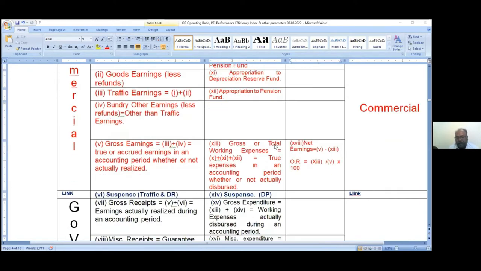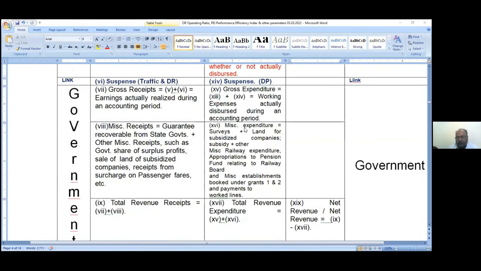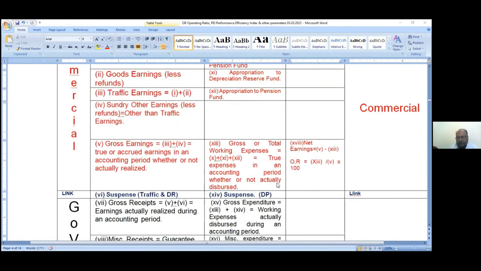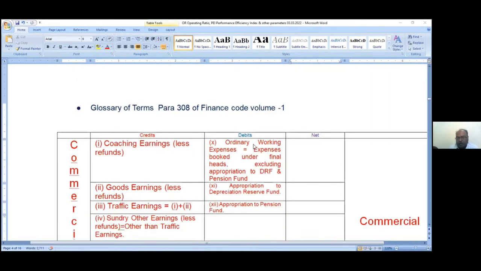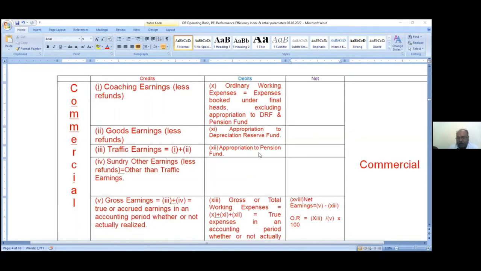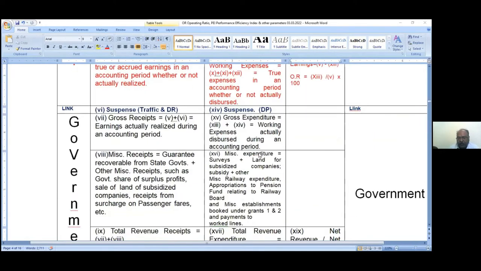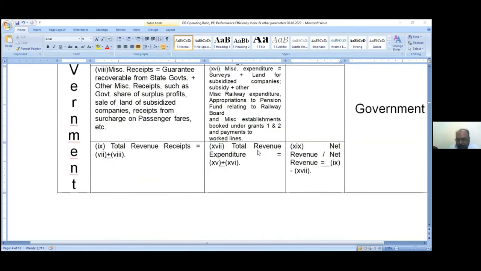Now please check, demand number 1 and 2 come under miscellaneous expenditure. Demand number 3 to 13 come under ordinary working expenses. Demand number 14 is the DRF and the pension fund. And demand number 15 is the dividends payable, but dividends payable is nil from 2017. So all demand numbers 1 to 14 come under here. Is there any room for demand number 16? No. There is no room for this capital expenditure in the operating ratio table.